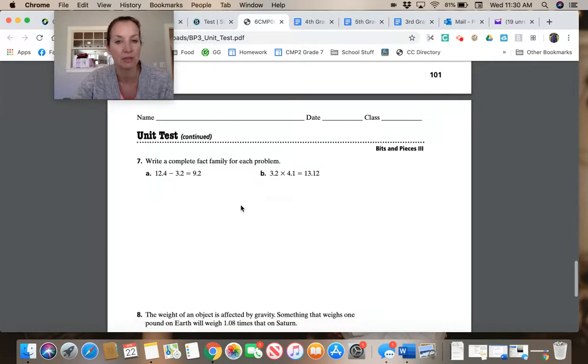Number 7 is writing fact families. So for each one, there should be a total of 4. So there's 1 here, so you would be adding 3 problems. Same with this one.